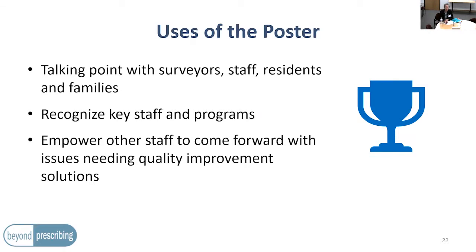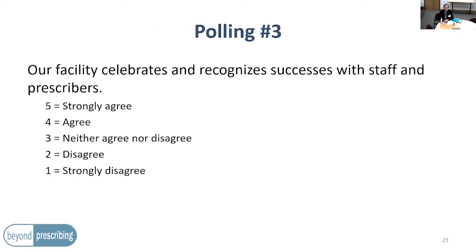And then the other thing is to empower other staff to come forward with issues needing quality improvement solutions, and make it clear that frontline observations and thoughts are welcomed in promoting patient safety. So polling number 3, our facility celebrates and recognizes successes with staff, prescribers. I would add families there. Do you have a process for celebrating things that go right? Recognition of individuals?